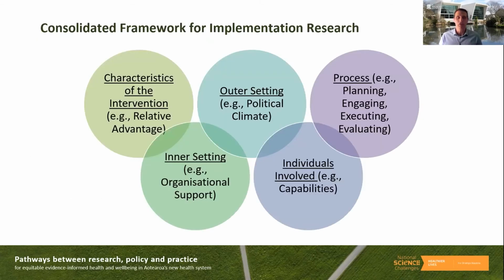Now, I want to move to two models describing implementation research. The consolidated framework for implementation research was developed by Dan Schroeder and colleagues and identifies 5 key elements. Now, much of our research focus tends to be on the characteristics of the intervention. Is it effective? Does it work? Does it have causation? Does it have relative and economic advantage over what already exists?